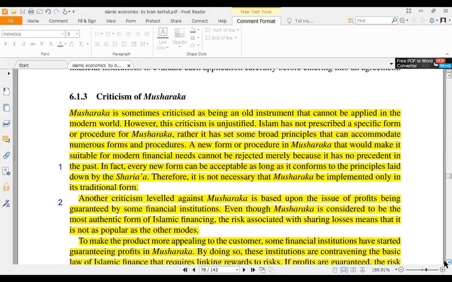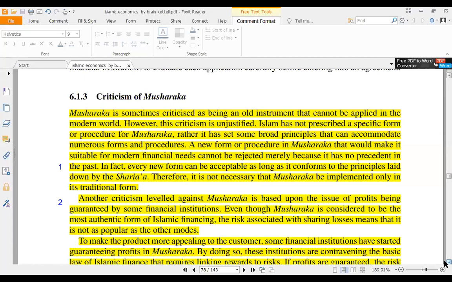So it is not necessary that Musharaka should be implemented only in the traditional times. We can implement it with different latest forms in the modern world. This is the first criticism. Now we are going to the second criticism.